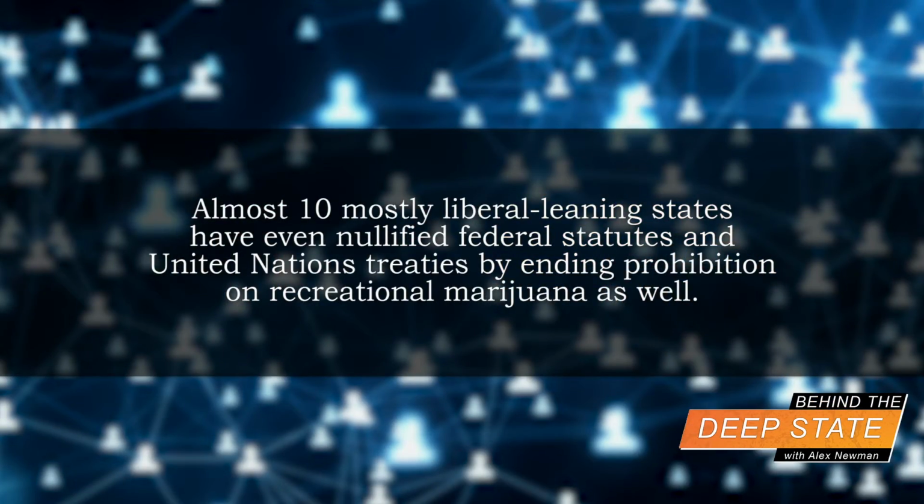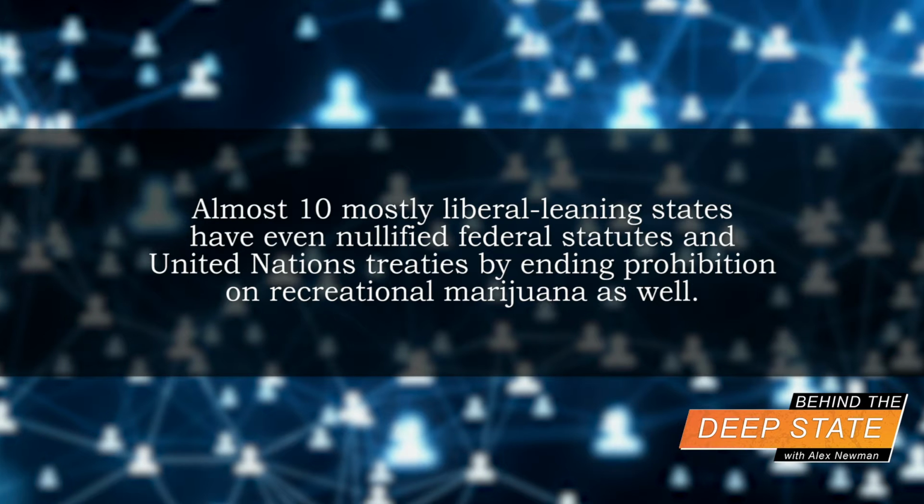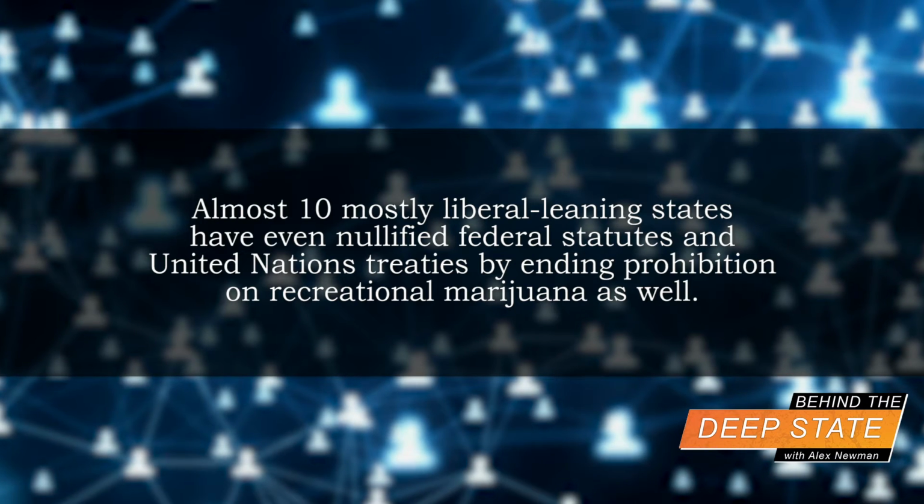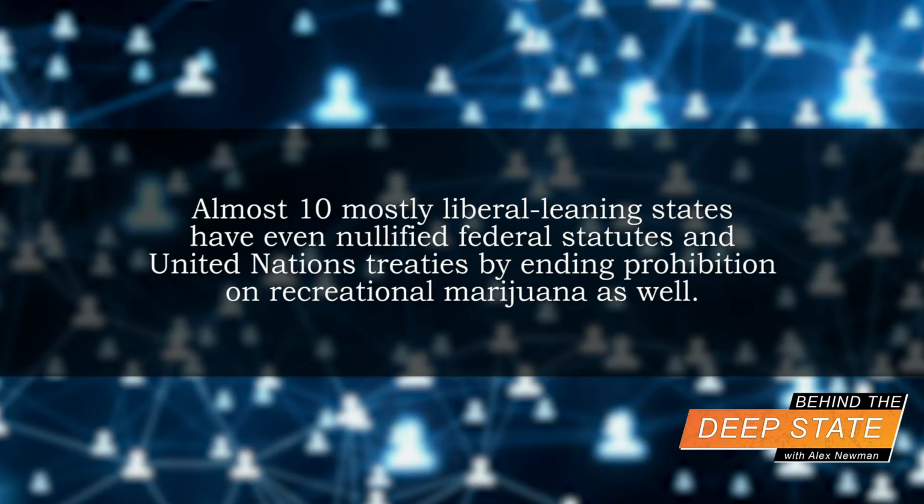They have done it. Even Attorney General Eric Holder was like, yeah, well, we can't really force them to do much about it, right? And he's a big-time, big government, federal government should run everything liberal, right, when he was Attorney General for Obama. We also have 10 mostly liberal-leaning states that have also nullified federal statutes and UN treaties by ending prohibition on recreational marijuana. So there you have it, folks.